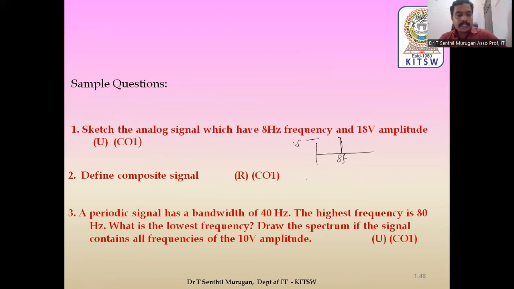So finally, a periodic signal has a bandwidth of 40 hertz. The highest frequency is 80 hertz. What is the lowest frequency? So automatically, bandwidth is 40 and the highest is 80. Highest frequency is 80, they are saying. Bandwidth is 40. Okay, so highest point 80 means minus 40. So what is the lowest frequency? Again 80 minus 40 equals 40.